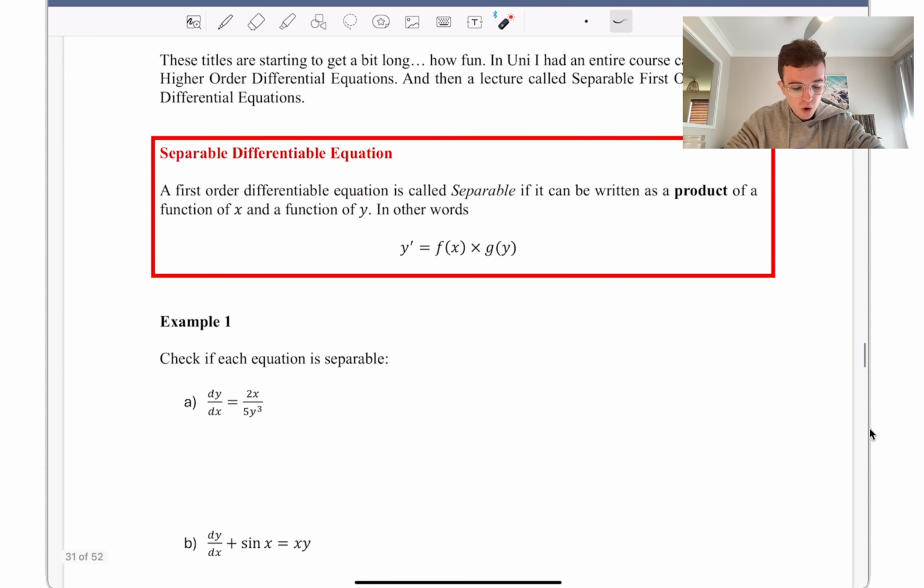So a first order differential equation is called separable if it can be written as a product of a function of x and a function of y. In other words, y dash can be written as f of x times g of y.